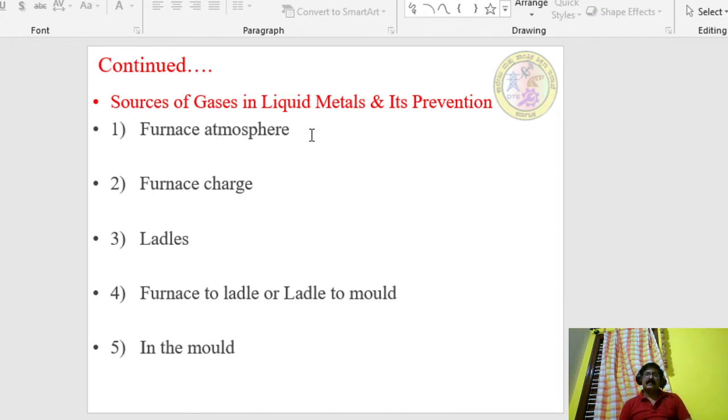Furnace atmosphere, furnace charge, ladles, furnace to ladle or ladle to mold, and in the mold. When we pour molten metal into the mold, it also absorbs certain gases, depending on whether the mold is dry or moist.